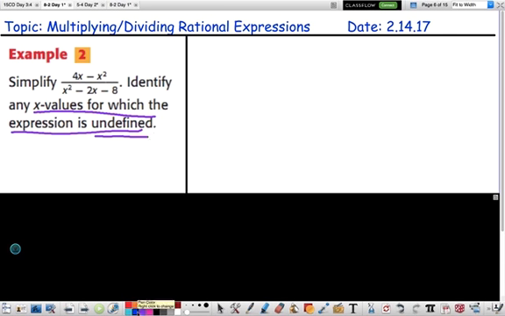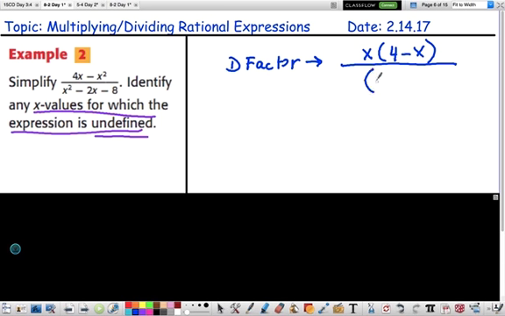Well, our steps were factor. So I'll do that in blue. And this is why I signed that sheet last night, so that you would have done it. I can factor the top one as x times 4 minus x. I can factor the bottom one using mental math: what adds to negative 2 and multiplies to negative 8? x minus 4 and x plus 2.